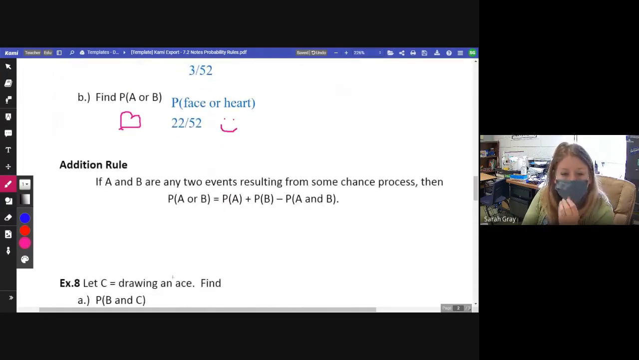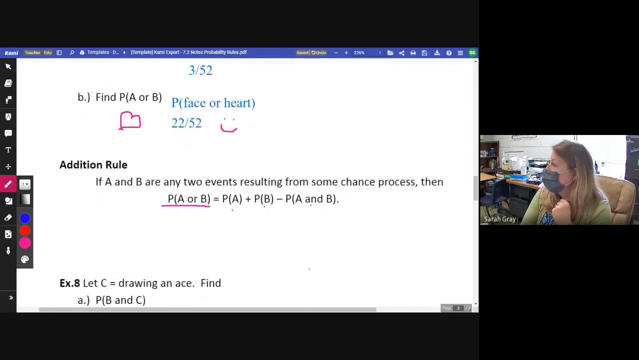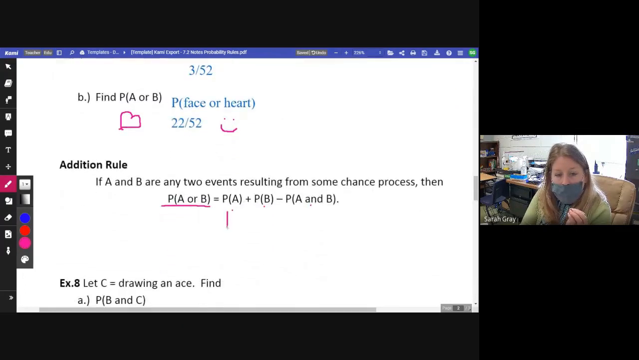Okay. This is the addition rule that you just did. If you're looking for the probability of A or B, you take the probability of A plus the probability of B minus the probability of them both happening. So in our case, with face, heart, and heart, the probability of picking a face card was 12. The probability of picking a heart was 13. But the probability of them both happening is 3. And we don't want to double count that. So you do 12 plus 13 minus 3 because that's double counted.